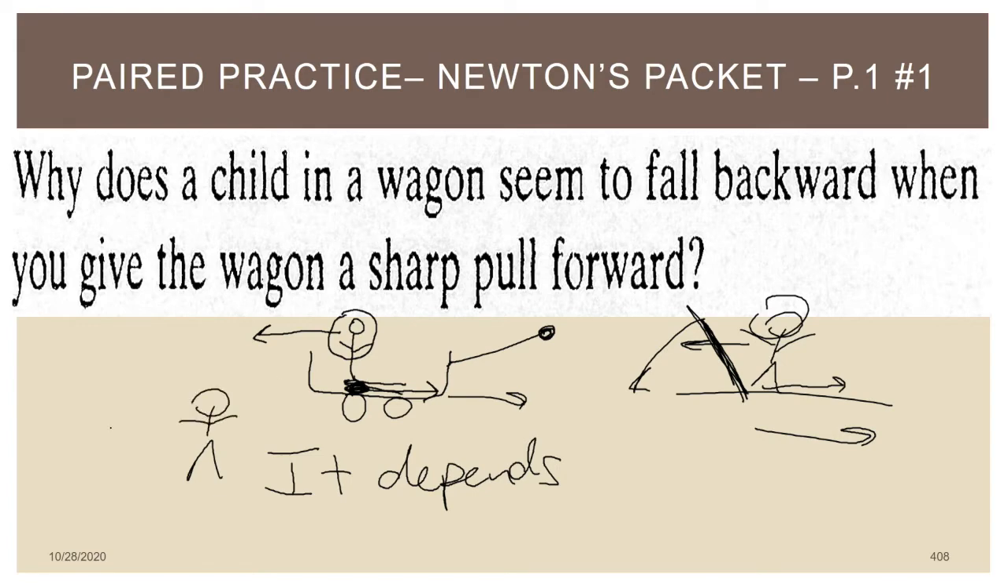Are you asking me, standing to the side, watching this kid fall backward in the wagon? Or are you asking somebody else, miniature sized, I guess, standing in the wagon watching what's happening to this kid? It depends on the observer. And this is an extremely important and confusing point that we're about to go through here. So I'm going to try to break it down as much as possible.